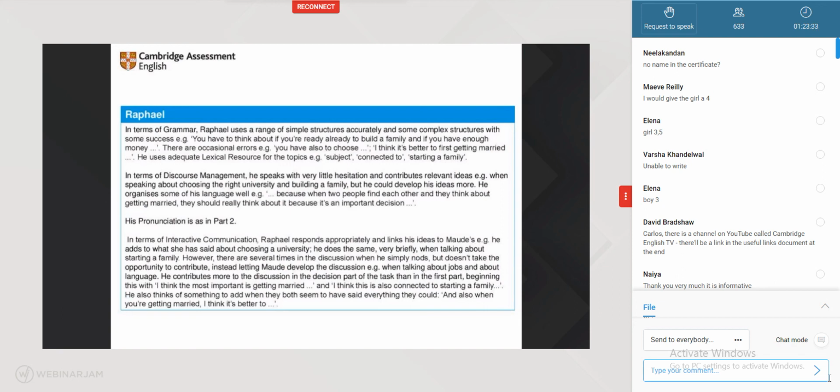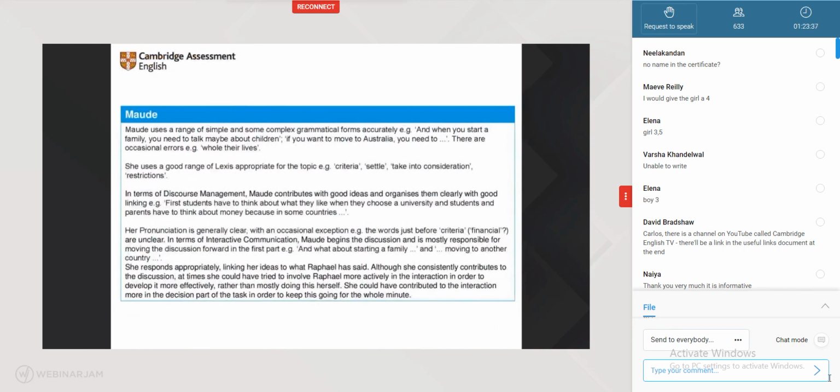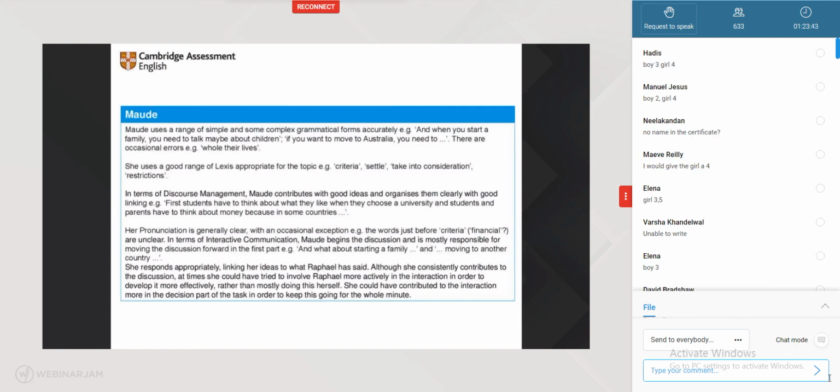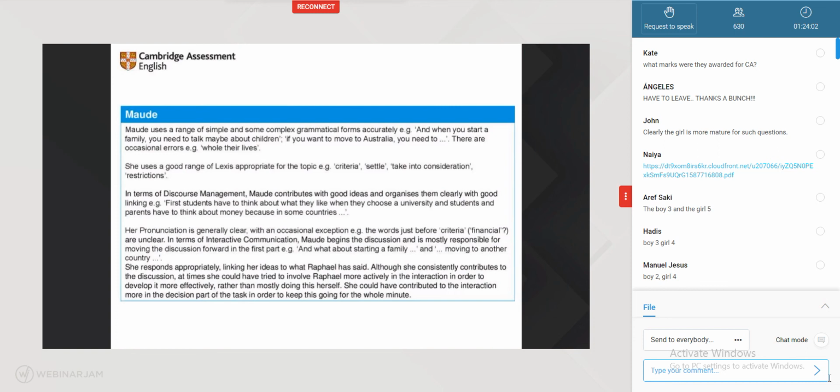I do think she kept things moving a little bit more. She responded appropriately, linking her ideas to what Raphael said. And although she consistently contributes to the discussion, at times she could have tried to involve him more actively. Sometimes she takes over a little bit, which you can see reflected in him not contributing as much. And she could have maybe added a little bit more in the decision part of the task in order to keep this going for the whole minute.